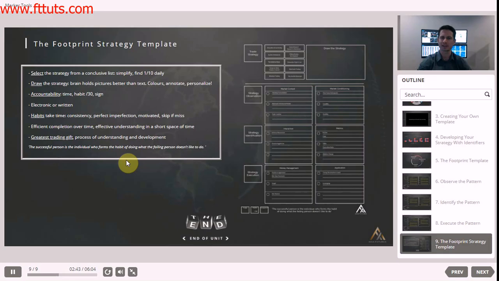All right, now obviously you can do this electronically, or you can write it down. Do note, guys, that habits take time to form. Okay, what I am going to say is, if you want to get good at this template and you really want to build consistency in your trading, you're going to need to complete this every day.